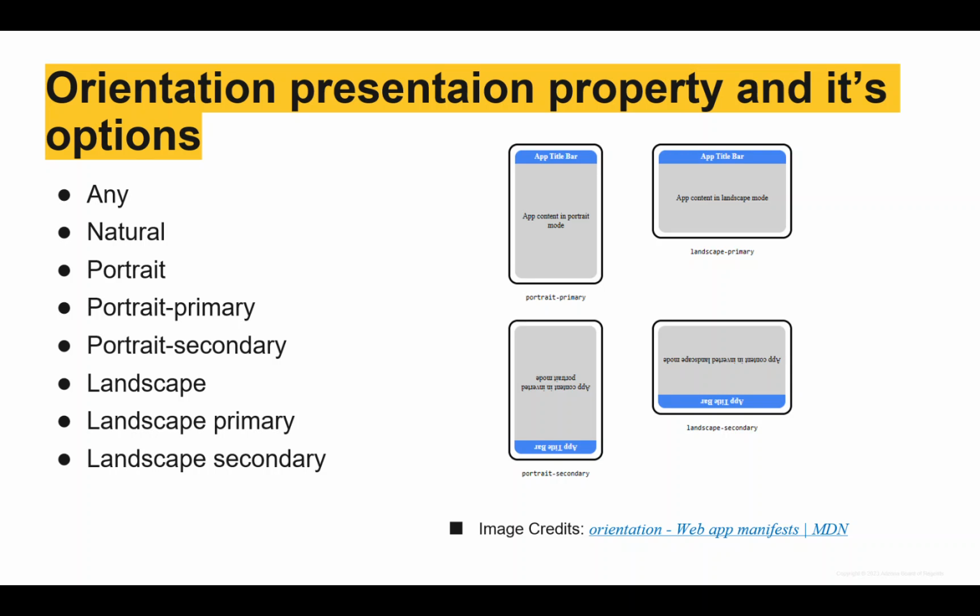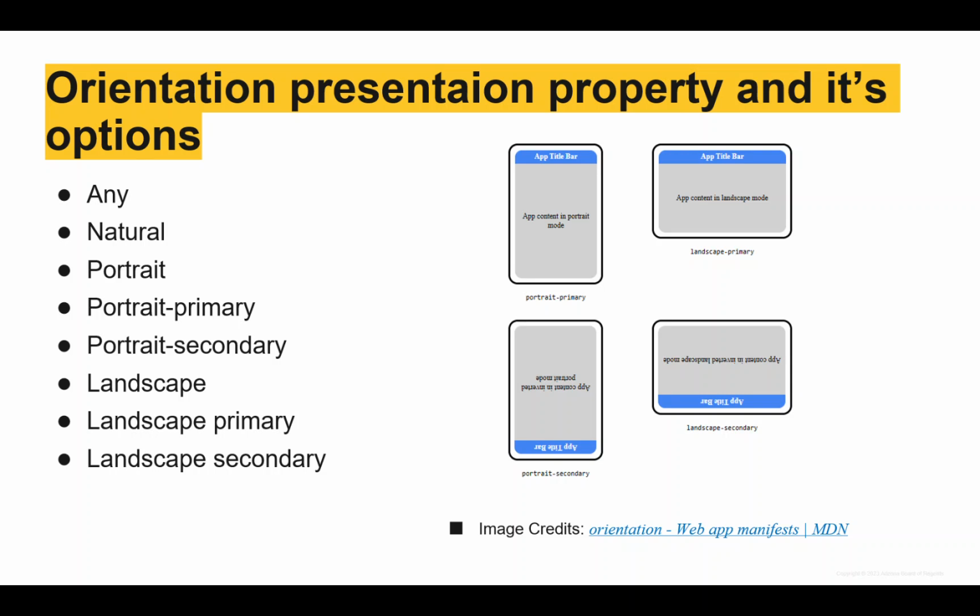Then there is portrait. Portrait is basically a vertical display mode where height is greater than width of your progressive web app UI. Then there is portrait primary. This will actually lock your PWA orientation in the vertical mode, so it will not flip your application when auto rotate of your mobile device is on. Then there is portrait secondary. It's the same as portrait mode, but it is inverted, so you'll see your application upside down.